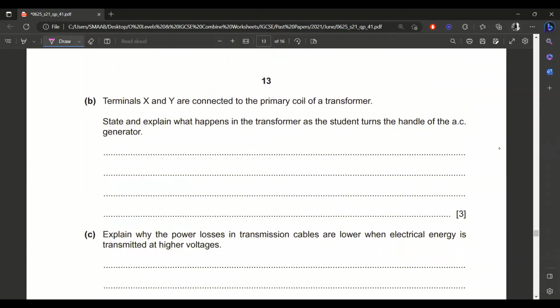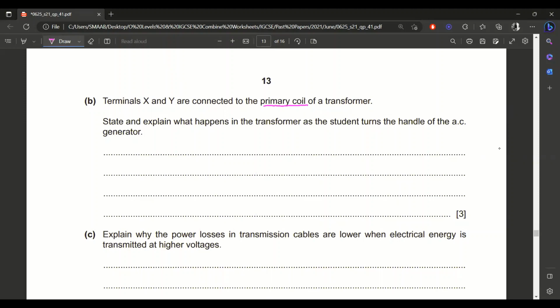Terminals X and Y are connected to the primary coil of a transformer. State and explain what happens in the transformer as the student turns the handle of the AC generator. So now it is connected to the primary coil of the transformer. You know that there are two types of coil in a transformer, one is primary and the second one is secondary. So we connected it with the primary coil, and we must state and explain what happens in the transformer as the student turns the handle of the AC generator.